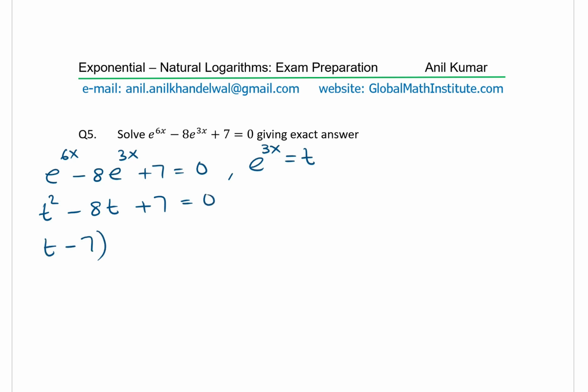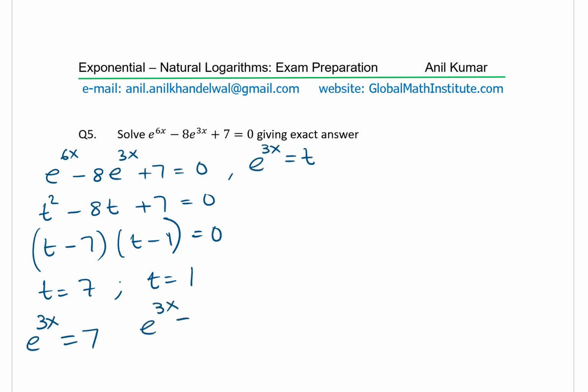So t minus 7 times t minus 1 equals 0. That means t could be equal to 7 or t could be equal to 1. But t is e to the power of 3x. So e to the power of 3x is equal to 7 or e to the power of 3x equals 1. So this part is clear. That gives you x equals 0, because this is e to the power of 0. So that is one of your answers.